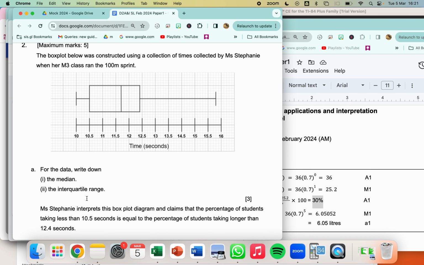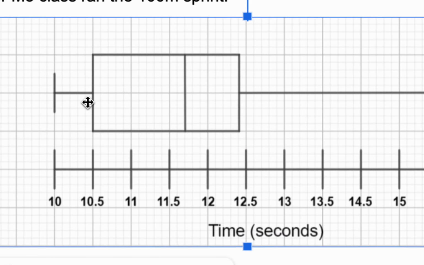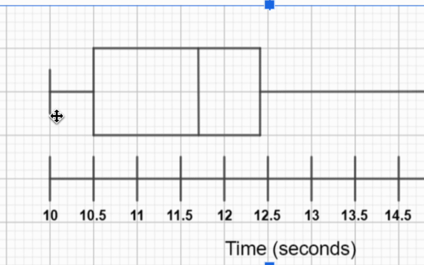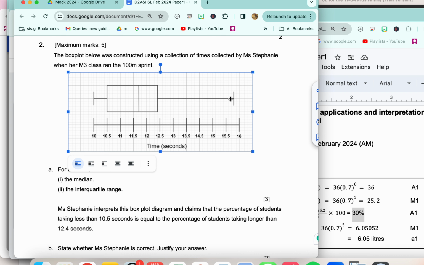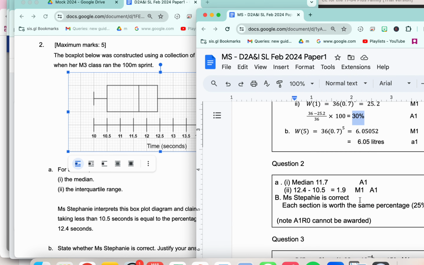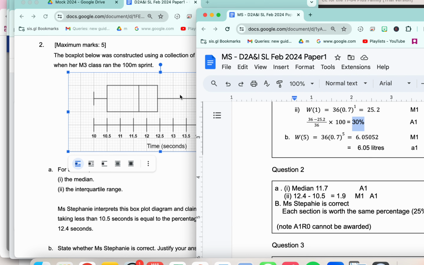Miss Stephanie interprets this box and claims that the percentage of students taking less than 10.5 seconds is equal to the percentage of students taking longer than 12.4. So let's have a look. This is going to be the percentage of students between 10.5 and 10, and we know every part of a box plot is split into quarters. So we'll have a quarter of the population here, 1 quarter here, 1 quarter here, and then finally 1 quarter here. So clearly the answer is going to be she is indeed correct.